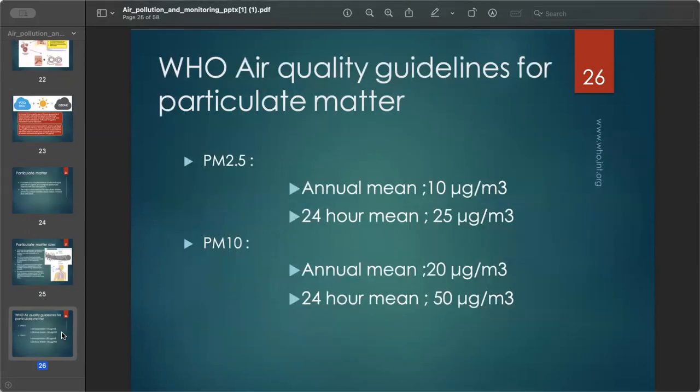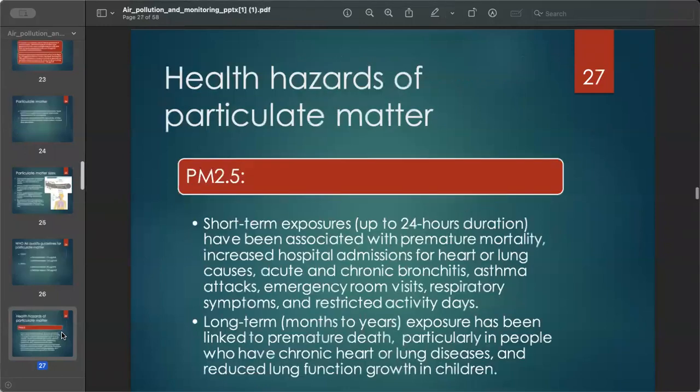WHO Air Quality Guidelines for particulate matter: for PM2.5, annual mean 10 microgram per cubic meter, 24-hour mean 25 microgram per cubic meter. For PM10, annual mean 20 microgram per cubic meter, 24-hour mean 50 microgram per cubic meter.